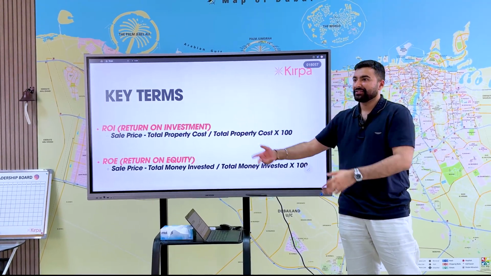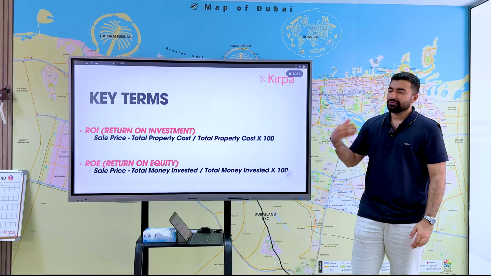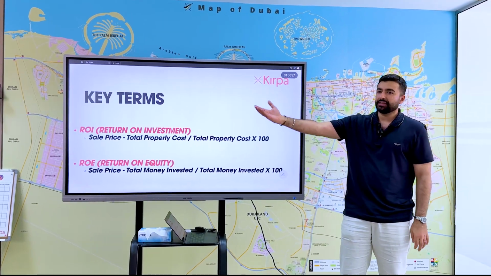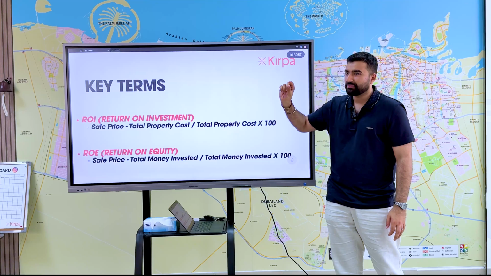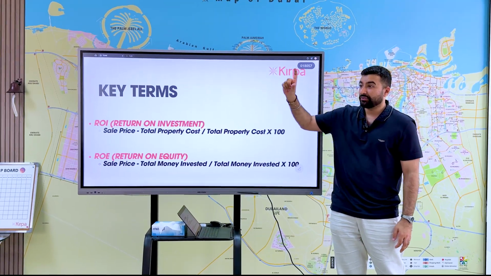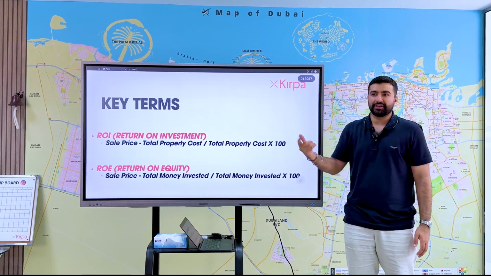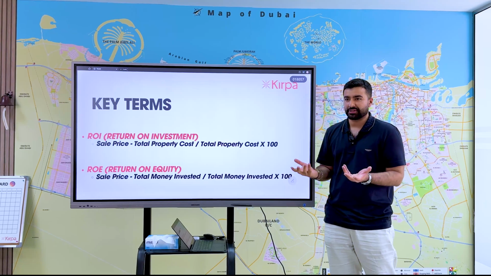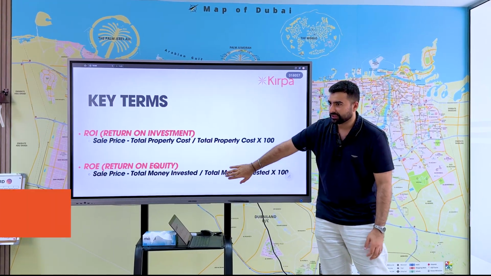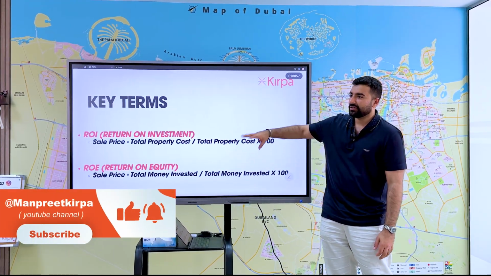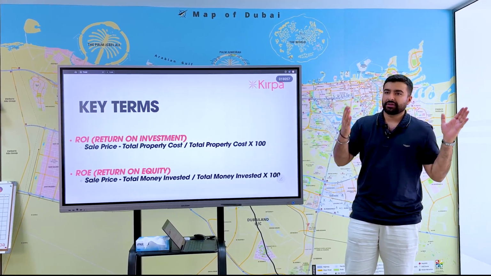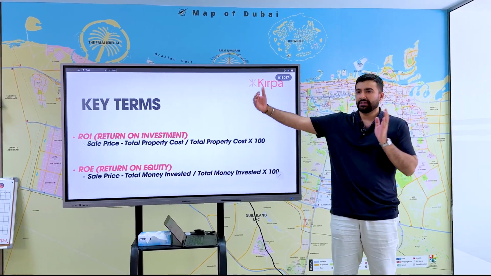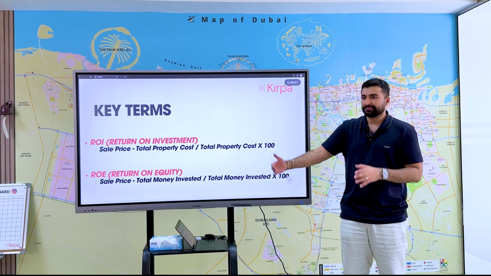200%. So you see the difference? Now, if you think about when you're explaining to an investor, if you only tell them ROI, they will have a lower number. If you tell them the ROE, then they will understand what is actually the real return. This is the real return, right? ROI is not the real return. ROI is just the return based on the total cost of the property and the profit you're making.